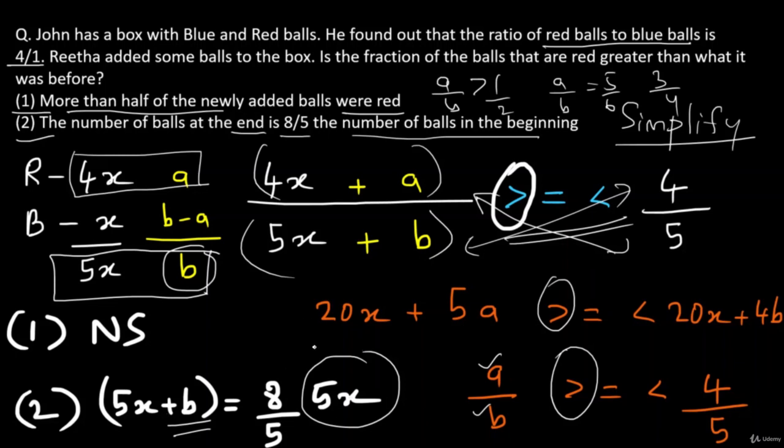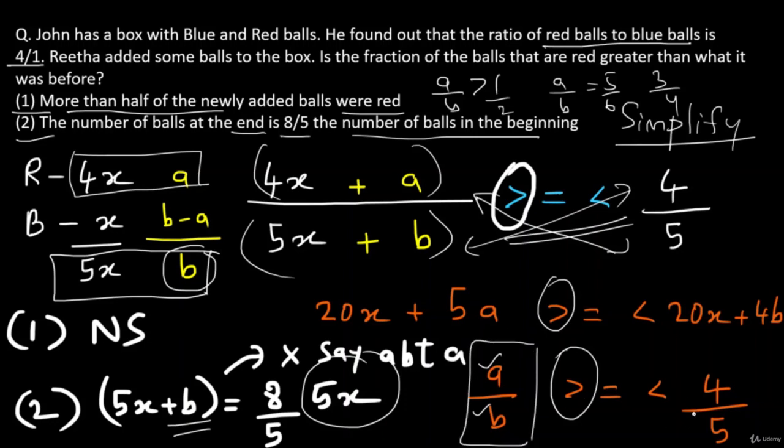Remember, always try to reason out so that you reduce calculation as much as possible. You don't get anything about A from statement 2 alone, right? You just get B in terms of x, and that is not sufficient to determine whether A/B is greater than 4/5.